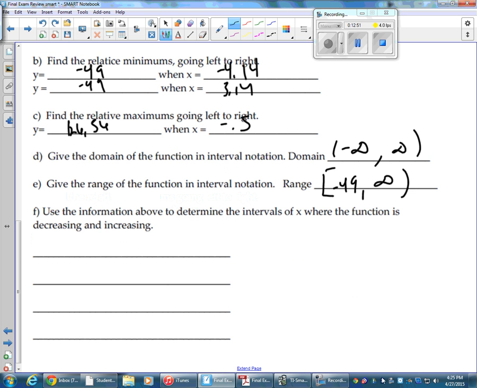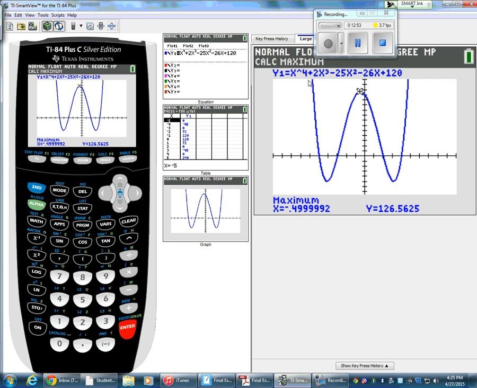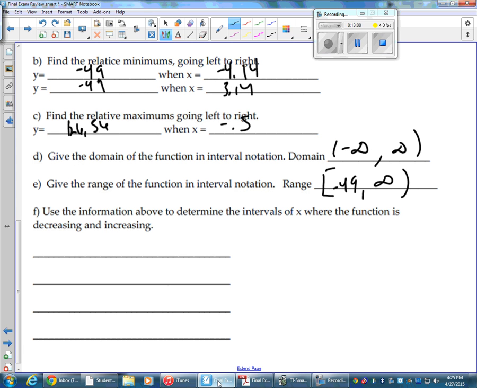Alright, when is it decreasing and increasing? Look at the chart. Look at the graph. It's decreasing until you get to here. So decreasing from negative infinity to negative 4.14, and then it's increasing from negative 4.14 to negative 0.5, and we always do parentheses with decreasing and increasing.